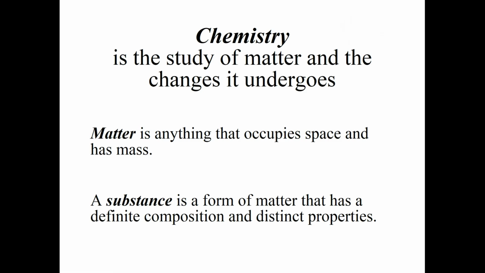Particularly, we will look at substances. And a substance is a form of matter that has a definite composition and distinct properties. And so we'll talk about substances as being either elements or compounds. Where did chemistry come from? It came from something that was called alchemy.